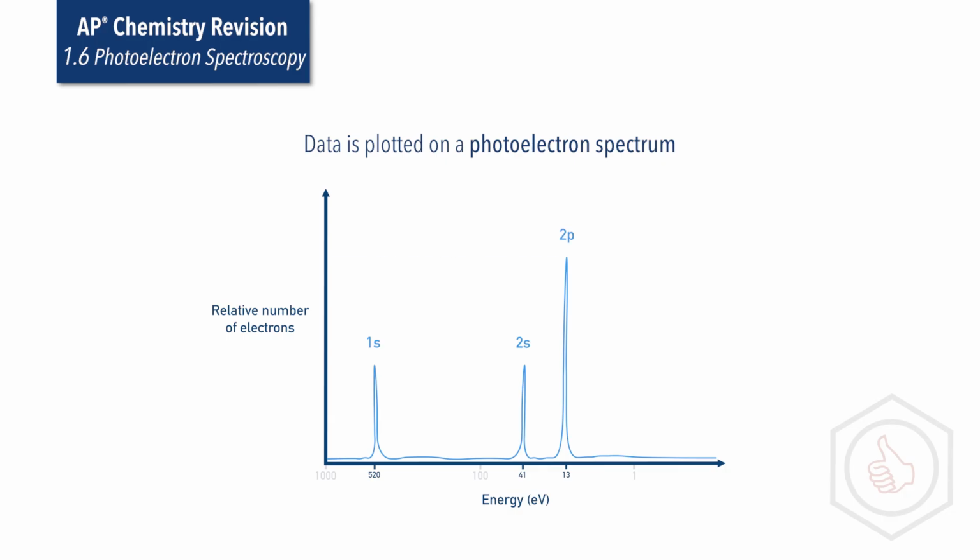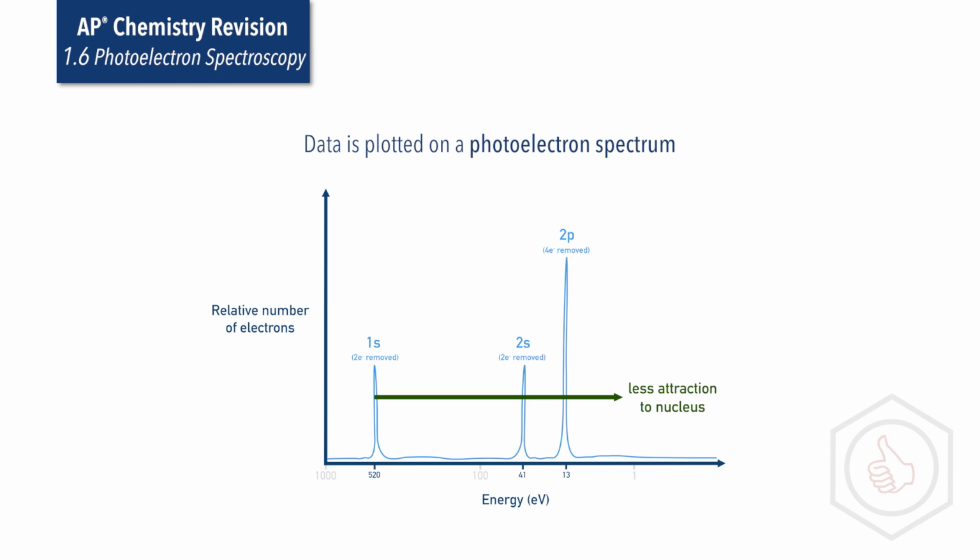The relative heights of the peaks show how many electrons are in that subshell, and the position of the peak, so how far on the x-axis it is, shows how strongly the electrons are attracted to the nucleus of the atom. The further right on the x-axis the peak is, the less attraction it has to the nucleus, meaning the subshell is further from the nucleus of the atom.